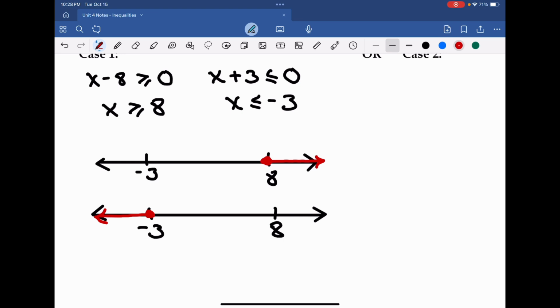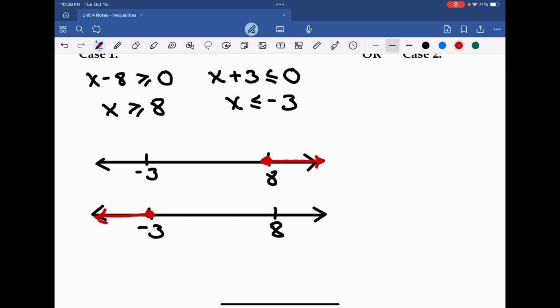Now, what you're going to notice is, hey, look, they don't have any crossover. These red lines never overlap each other. One of them is going to positive infinity, the other one's going to negative infinity, and they're separated by a total of 11 units. So there's never going to be any crossover. Therefore, we've got to move on to case 2 because this didn't give us enough information.